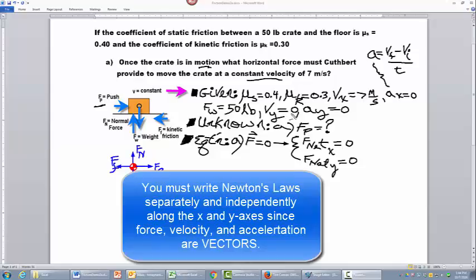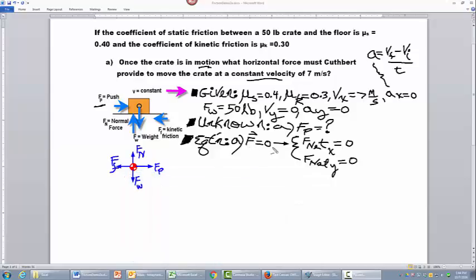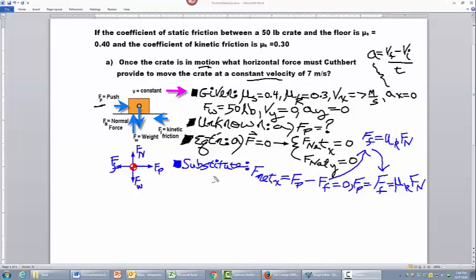Therefore, Newton's first law applies along both the x and the y-axis. Our equation is the net force, or the total force, along the x-axis is 0, and the total force, or net force, along the y-axis is also 0. Substitute. First along the x-axis. Applying Newton's first law, total force is 0 along the x-axis.